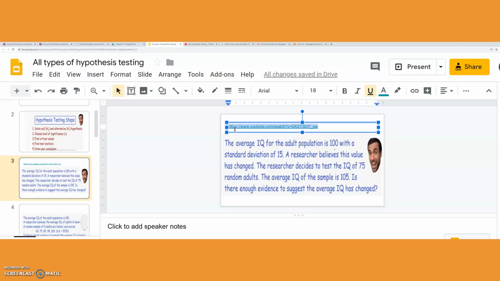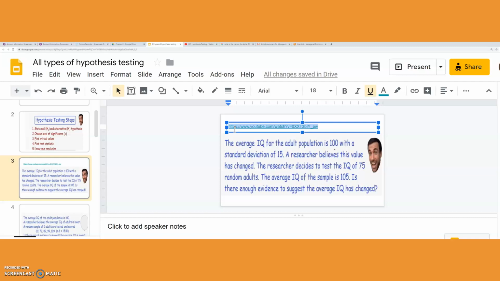So the researcher decided to test the IQ of 75 random adults. The 75, that's a big number, greater than or equal to 30. And since we know the standard deviation for the population as a whole, for sure, this is going to be a normal distribution, and we're going to do the traditional z-score for testing the value later. So the average IQ of the sample is 105.